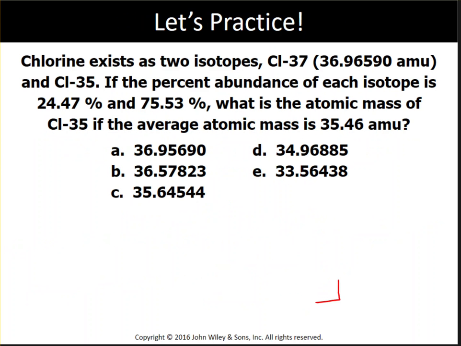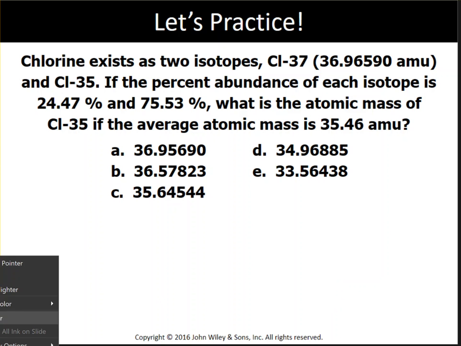So let's do one more example. Chlorine exists as two isotopes, chlorine 37 and chlorine 35. If the percent abundance of each isotope is 24.47% and 75.53%, what is the atomic mass of chlorine 35 if the average atomic mass is 35.46 AMU?